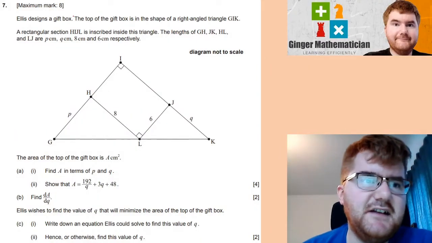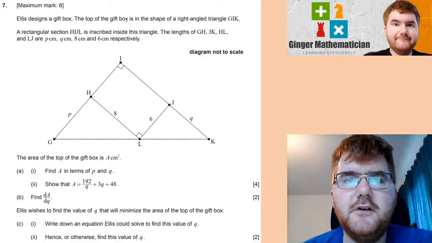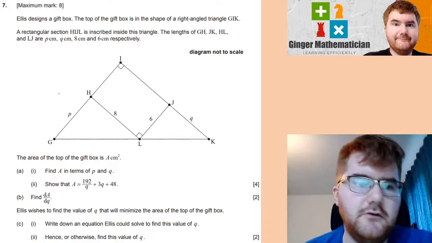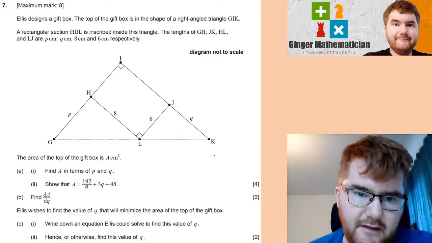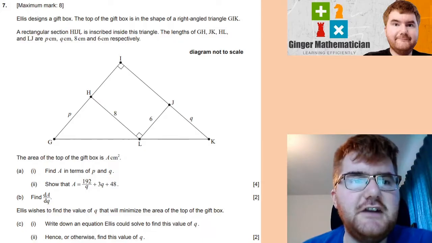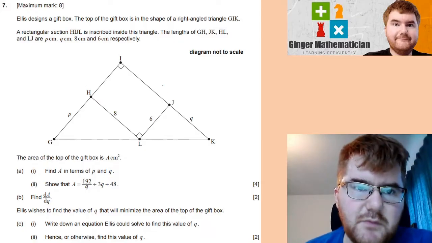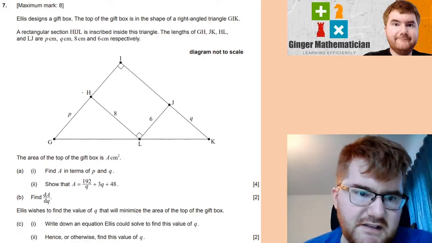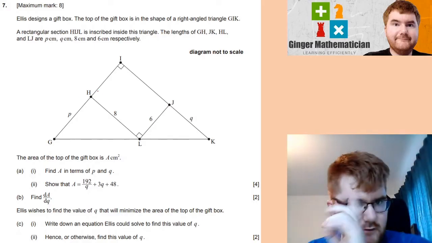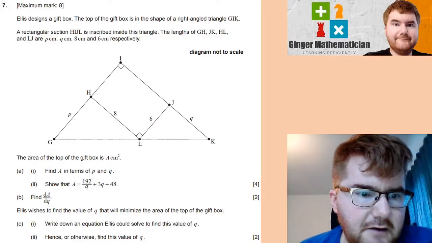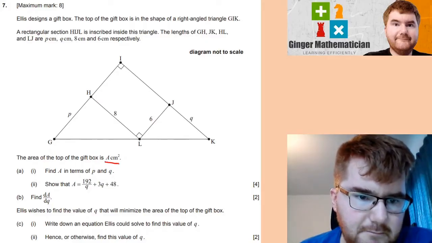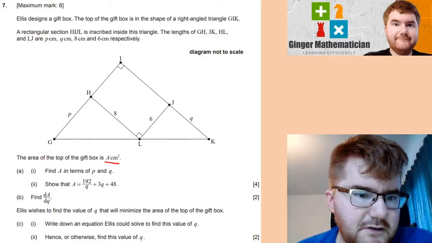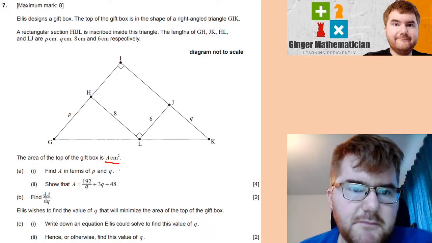So Ellis here designs a gift box, and the top of the gift box is in the shape of a right angled triangle GIK, so the entire thing. A rectangular section HIJL is inscribed within the triangle, and then you're given various lengths for the similar triangles here. That's kind of a clue later on. And the area of the top of the gift box is equal to A.